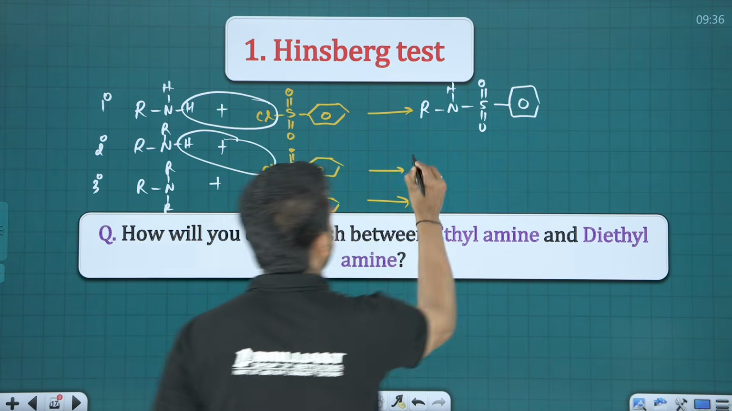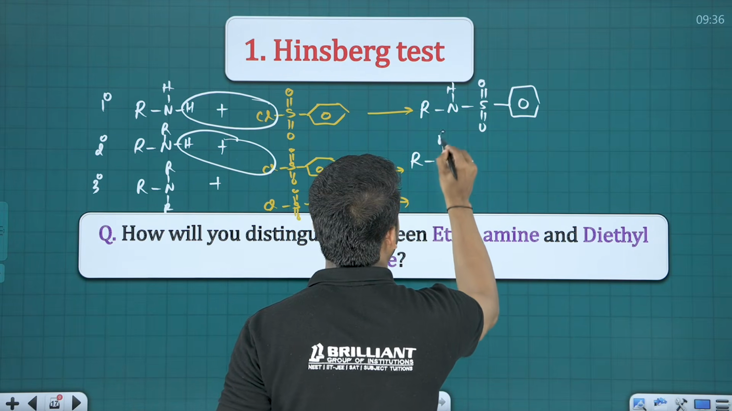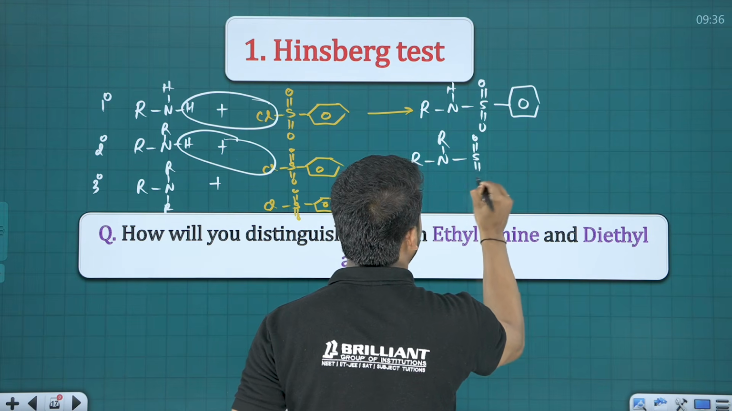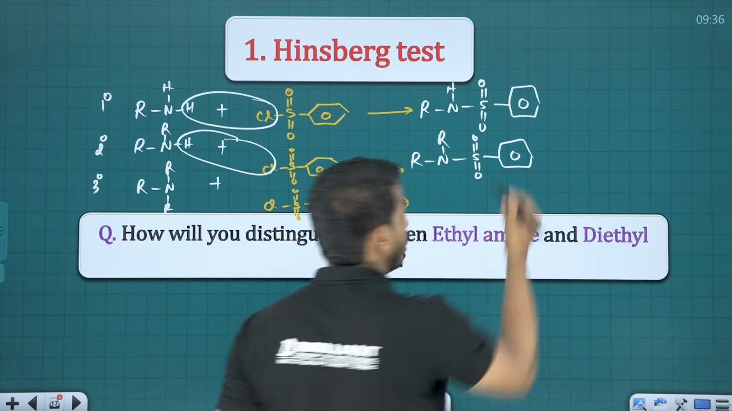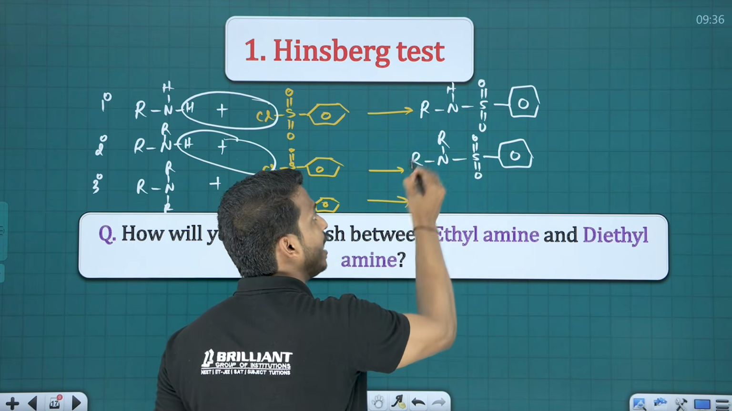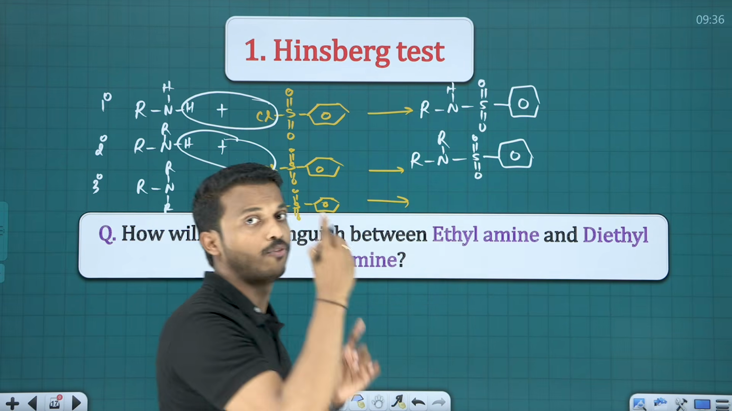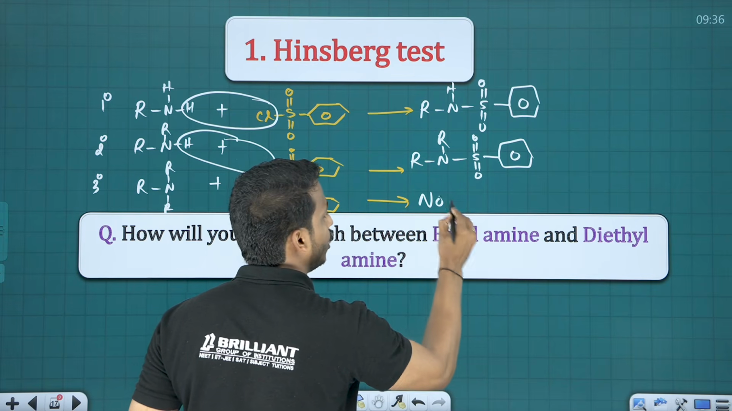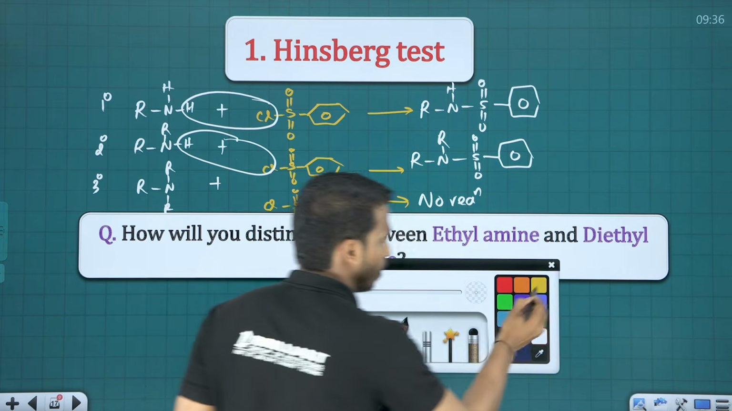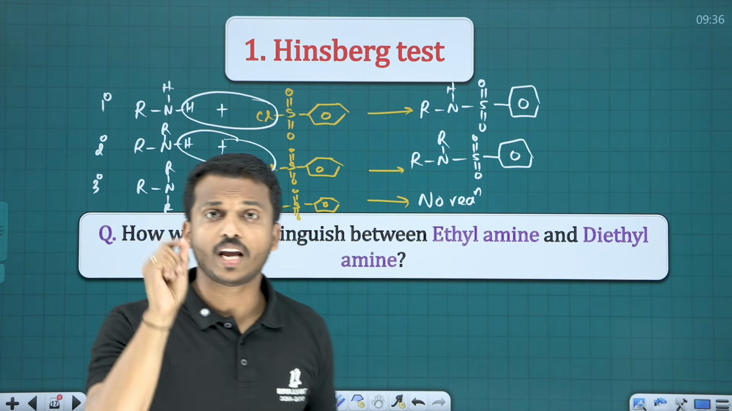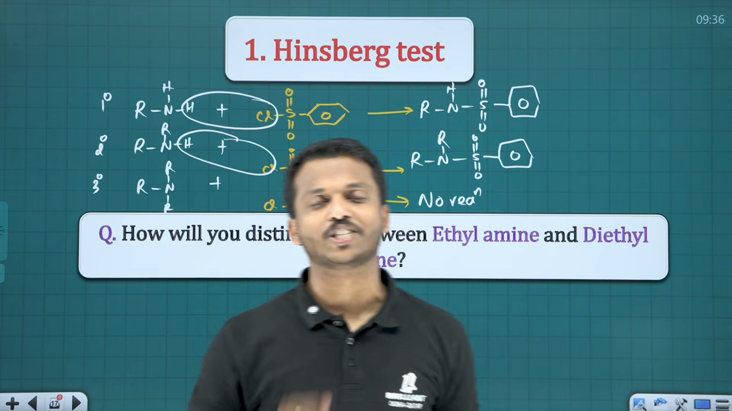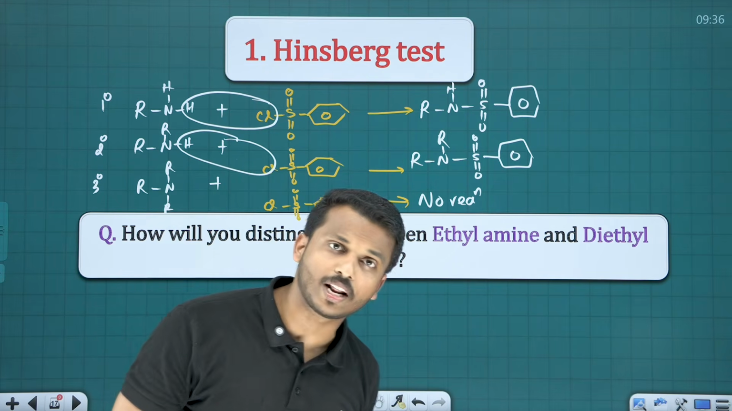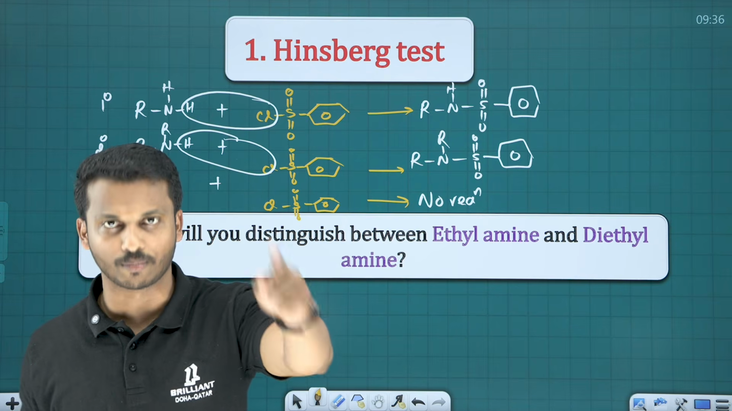Now, here also what happened? The HCl cut, you get RNR, S double bond O, and the benzene ring. What is it called? N-dialkyl benzene sulfonamide. But here no hydrogen to react, so tertiary amine, no reaction. So dear, what is the observation? Tertiary amine does not react with the Hinsberg reagent, whereas primary amine and secondary amine both react.